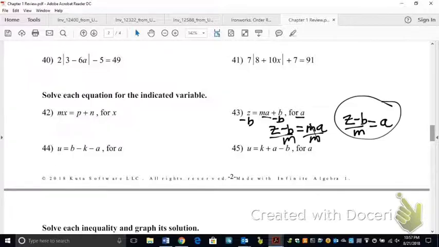Same idea for 45. We have k plus a minus b, and we're solving for a. We're going to add b to both sides, so we have u plus b equals k plus a. We're then going to subtract k from both sides, and that gives us u plus b minus k equals a. See, all we're doing is applying our rules of math to an equation with no numbers.